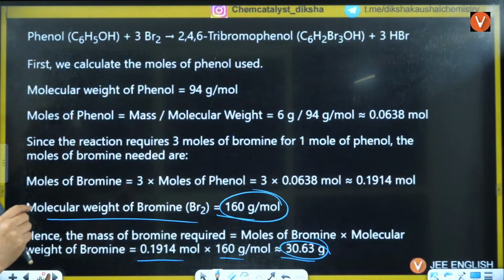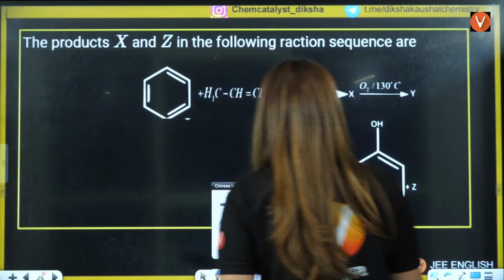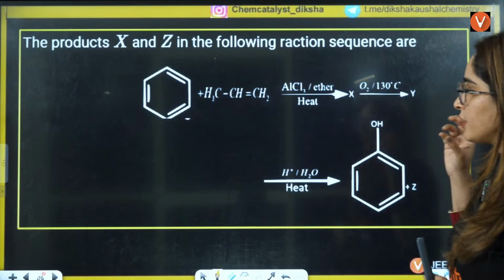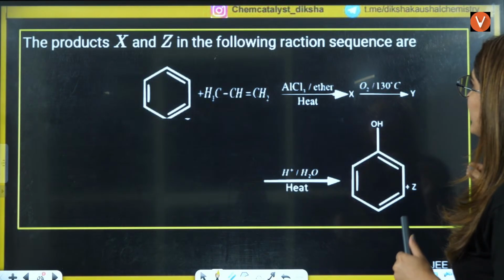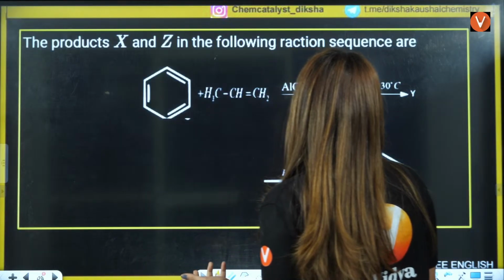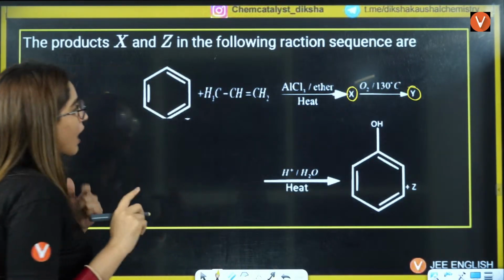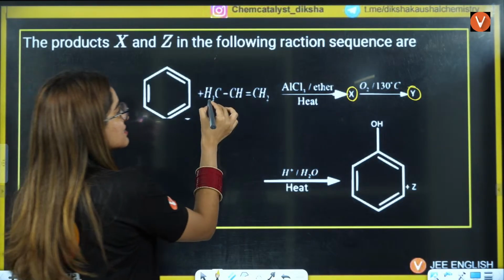So these kind of questions are very, very important for the BITSAT exam. Now, next, let us see the product X and Y in the following reaction sequence. So, X is this thing, Y is this thing. If you see this here, you have benzene and this is an alkene.